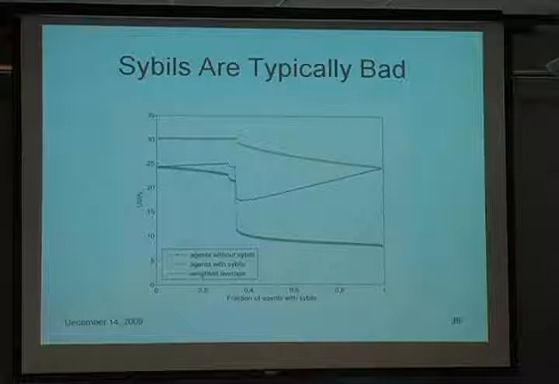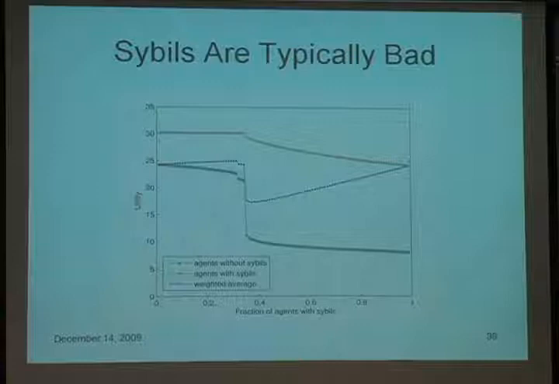So here, on the x-axis is the fraction of agents that are creating Sybils, and on the y-axis we have social welfare. We have three curves here. The green curve is the social welfare of the agents who aren't creating Sybils. You can see that they usually start going down, and at some point they're really being hurt by the presence of the other agents having Sybils.